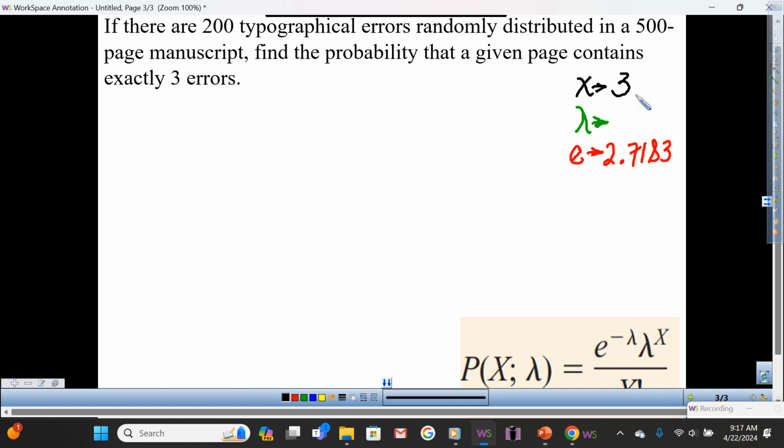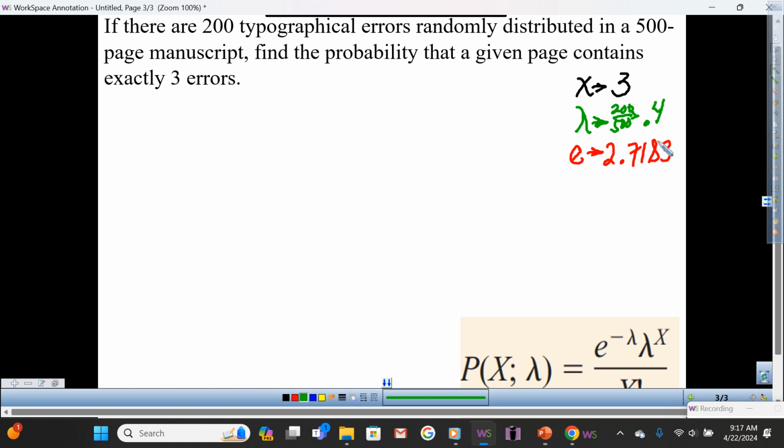And with what we have left, it says there are 200 typographical errors randomly distributed in a 500-page manuscript. So to find lambda, let's write 200 divided by 500, and get that in decimal form. What is the decimal form of 2 over 5? That's 0.4. Is that correct?